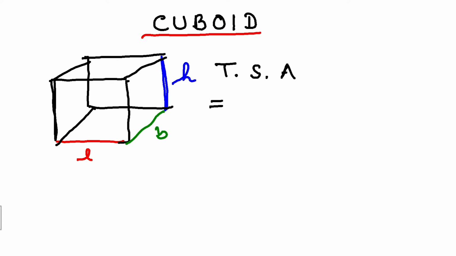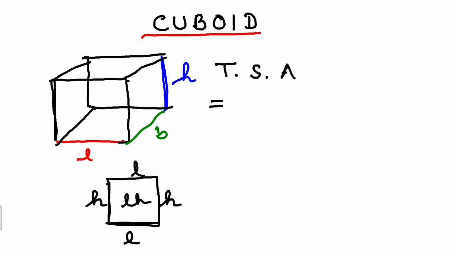Alright, now if I look at the front surface, let me draw the front surface differently. Front surface, this is your length and this is the height. So this is a rectangle. So this is the height, this is the length. So area of this one will be LH, isn't it? The front is LH, the back will be LH. So LH plus LH, 2LH. So I have taken care of the front and the back.